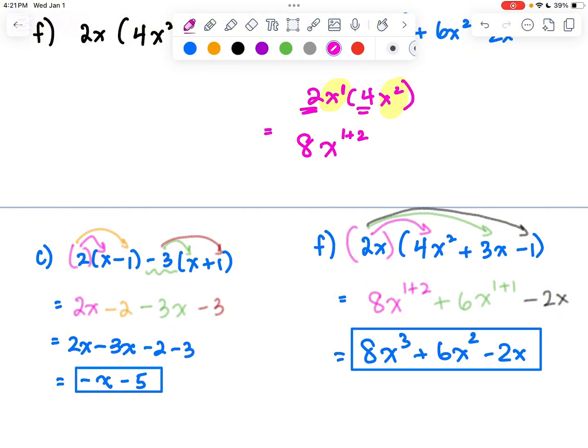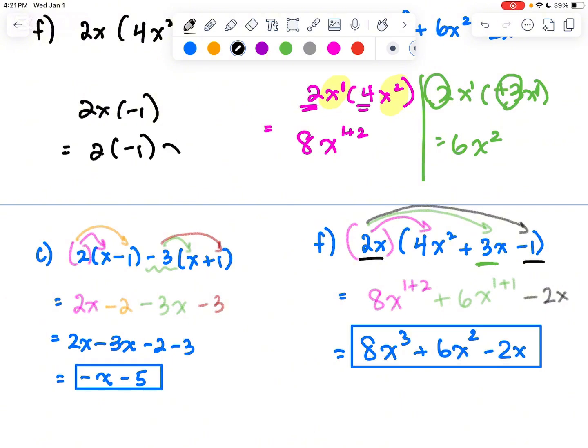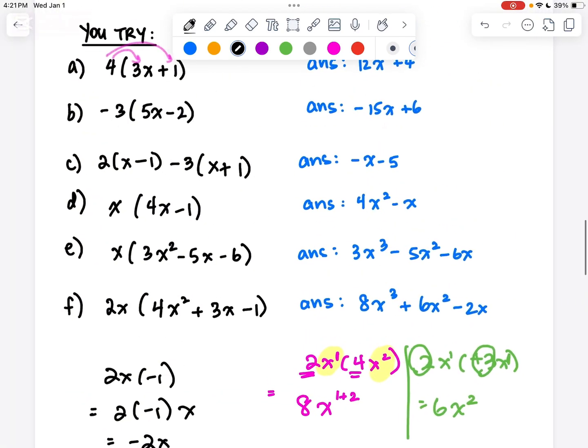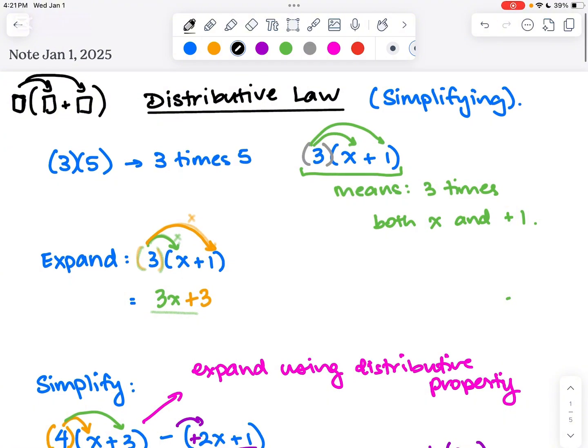And I did the same thing for 2x times positive 3x, this one here. I did 2 times 3 is 6, and then I added my 1 plus 1 to give me 2 for x squared. And then for the final one, 2x times negative 1, it's not a subtract, it's a times. So I multiplied the 2 with a negative 1, and I still had the x. So that's how I got that. And that's it. That's simplifying polynomials using our distributive law.